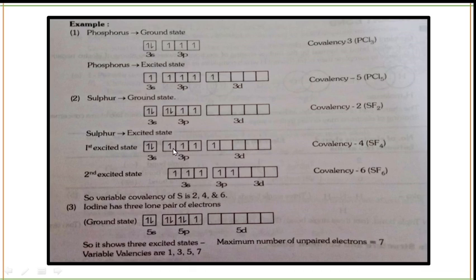And when one electron jumps from 3p orbital to 3d orbital, the covalency becomes 4. As you can see, the number of unpaired electrons is 4. That's why it makes a stable molecule, that is SF4. While in its second excited state, this paired electron jumps here, and this makes the covalency 6. Here also a single electron is present in 3d orbital and makes the formation of SF6, as also in case of iodine 2.